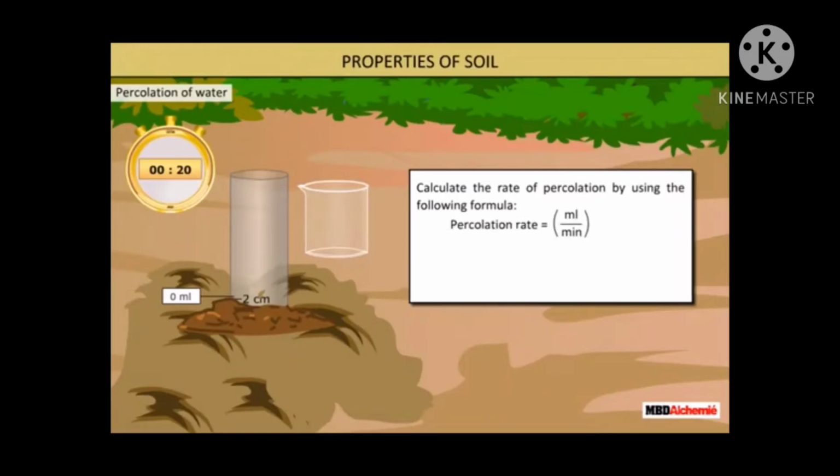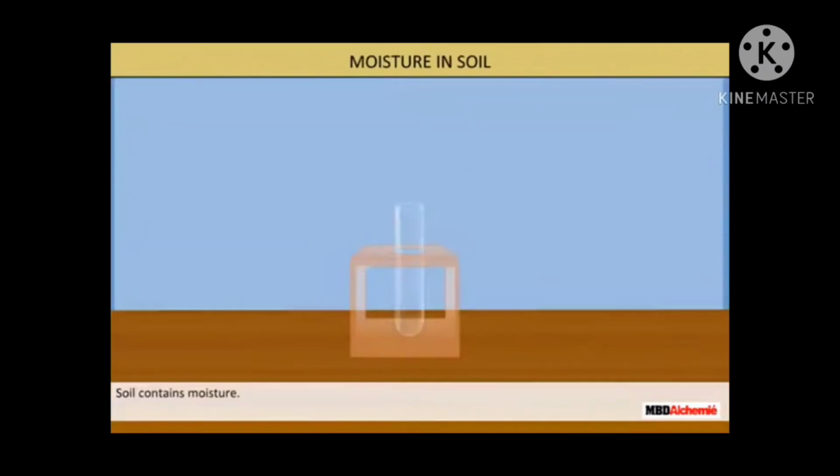Percolation rate, or absorption of water rate, is equal to the amount of water in milliliters divided by the percolation time in minutes. If you calculate this, then you come to know the percolation capacity of that soil.